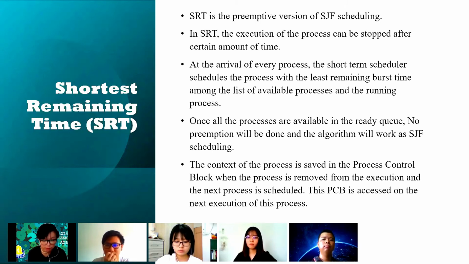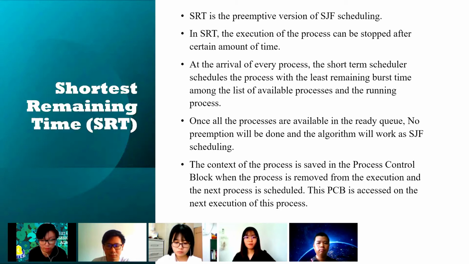At the arrival of every process, the short-term scheduler schedules the process with the least remaining burst time among the list of available processes and the running process. Once all the processes are available in the ready queue, no preemption will be done and the algorithm will act as SJF scheduling.